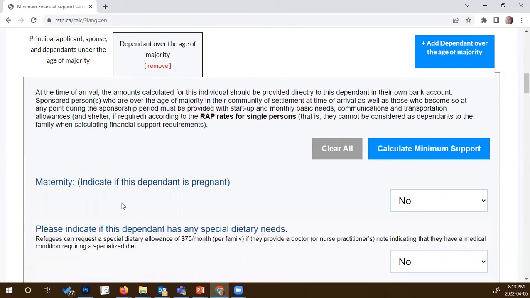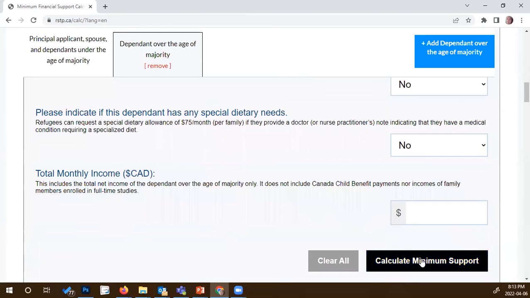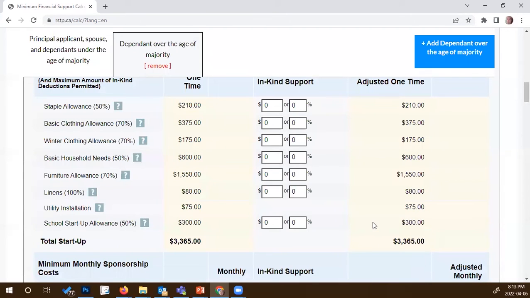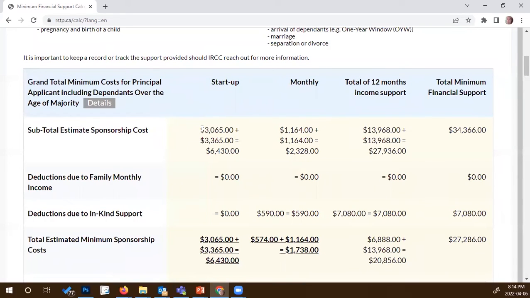So again, we're not going to indicate this individual as being pregnant, no special dietary needs, and no monthly income. So I'm going to calculate the minimum support amount. And you'll see, if I look at that total summary now, it shows more money because the amounts for this dependent are being added with the principal applicant. And so to see the detailed breakdown between those amounts, we would click this button, Details. And it shows me that for startup costs, this is the principal applicant's amount. And then for startup costs, this is the dependent child who is over 18.